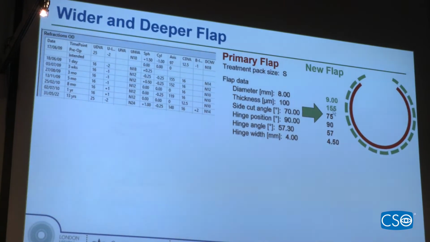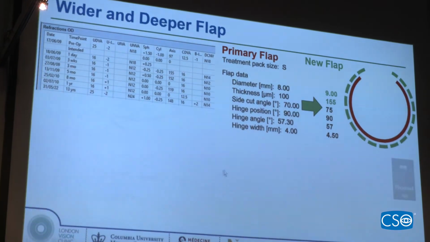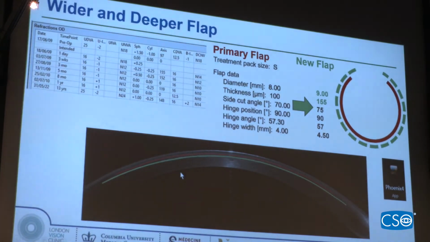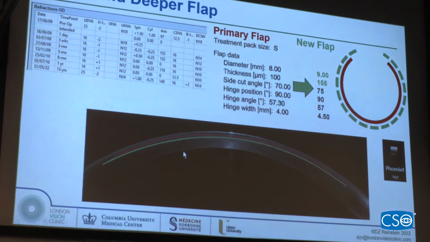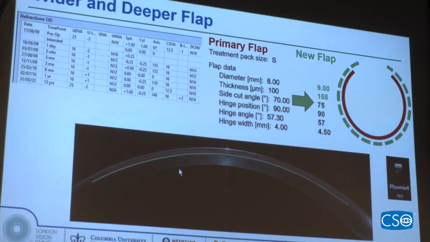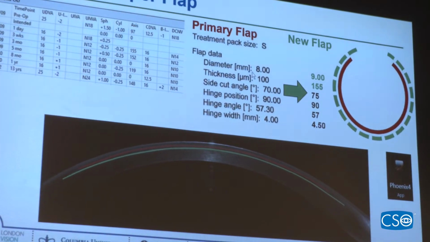And we program, therefore, 155 at 9mm, and we can safely create a second flap and avoid ingrowth in a flap that was made 13 years ago. I don't want to necessarily lift that flap. I'm just giving you an example.